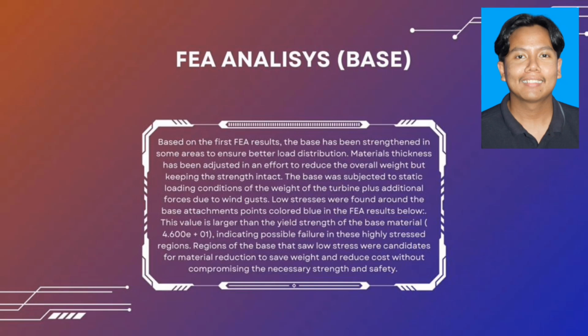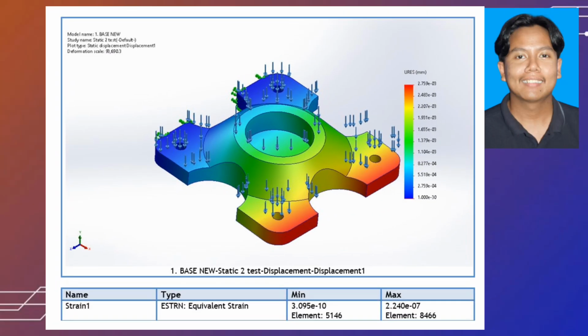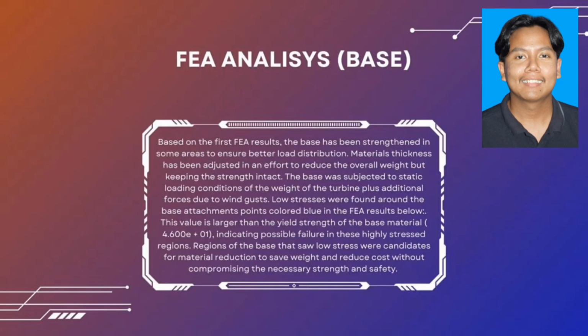The base was subjected to static loading conditions from the weight of the turbine plus additional forces due to wind gusts. Low stresses were found around the base attachments, the points colored blue in the FEA results below. High stress is larger than the yield strength of the base material, 4.600E+08, indicating possible failure in these highly stressed regions. Regions of the base that saw low stress were candidates for material reduction to save weight and reduce costs without compromising the necessary strength and safety.